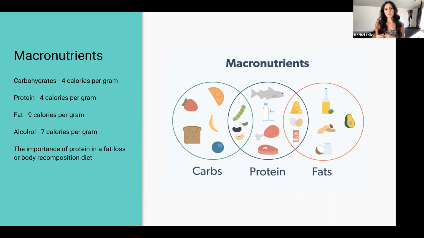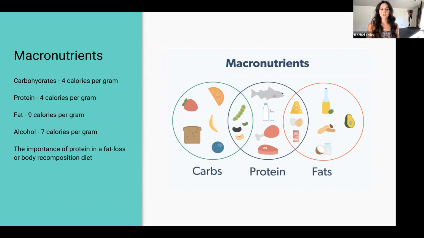Alcohol has 7 calories per gram. Like I said, it's just kind of its own thing, but we're not going to go into great detail about that. Most foods have a combination of macronutrients. This cereal right here is going to be mostly, because this is junk cereal, mostly carbohydrates. There's probably not a lot of fat in here. It's probably just a lot of sugar, something that used to resemble a grain, but it's probably mostly carbs.